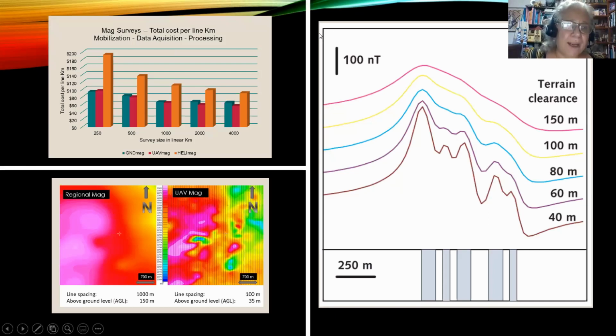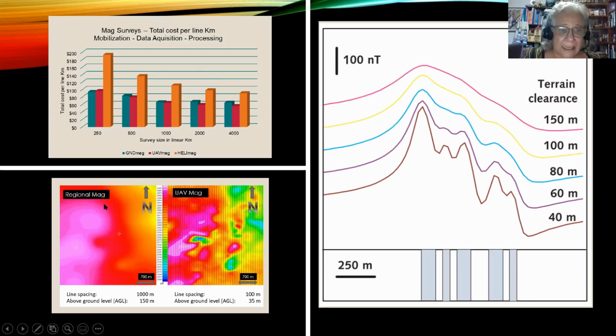And if you compare the cost of ground mag in green, in red UAV mag, and heli mag in orange, you can see that depending on the survey area, it's really cost effective to have the UAV mag. So it compares almost to the ground. But if you grow the size, then the helimag, it's almost the same.